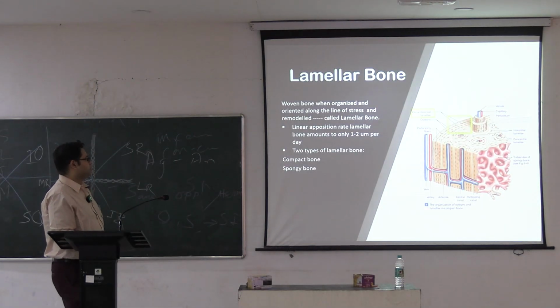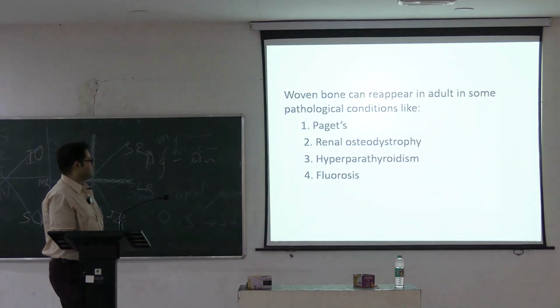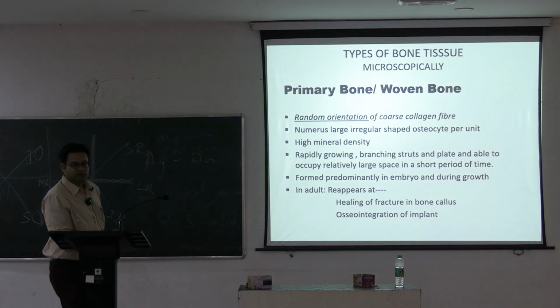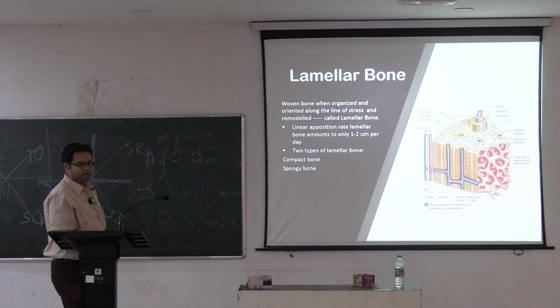Now the second type of bone is the lamellar bone. As we said, primary bone is the woven bone, so this is the disorganized mass of bone. And then we have lamellar bone, which is the organized mass of bone. When the woven bone is organized, oriented along the lines of stress and remodeled, it's called a lamellar bone.